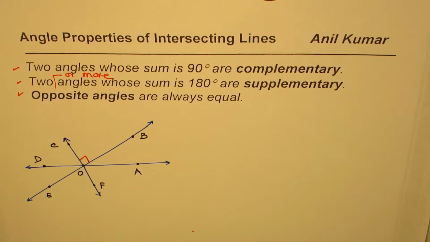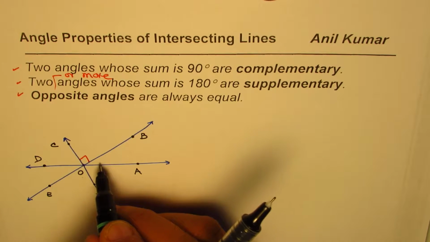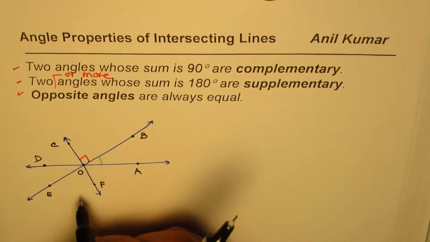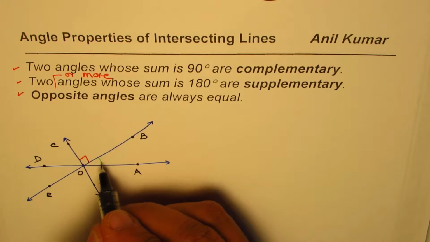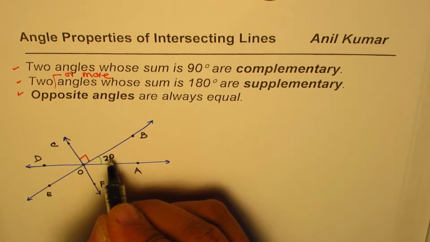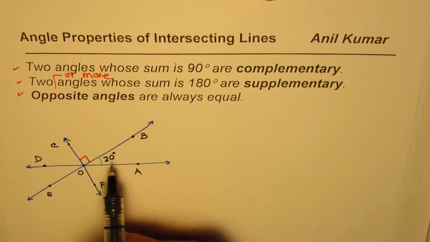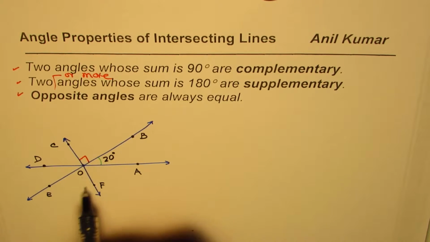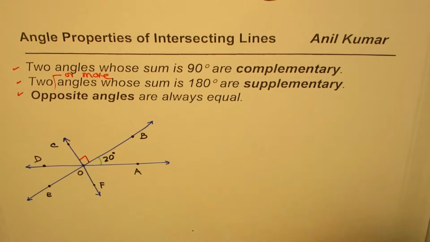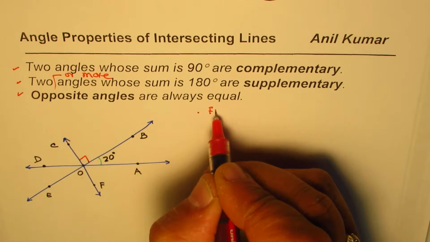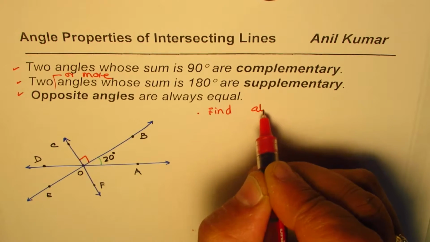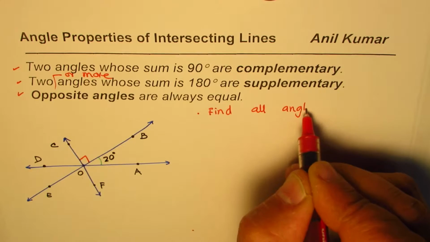That is interesting. So what I can do is I can give you one of these angles, which is, let us say, I'll give you the angle beside 90 degrees. So this angle here is, let us say, 20 degrees, right? If that is 20 degrees, I know it is more than 20, but estimate this to be 20 degrees. Find all the angles. So first question is, find all angles. That is your first question.